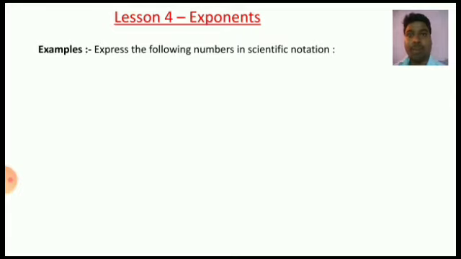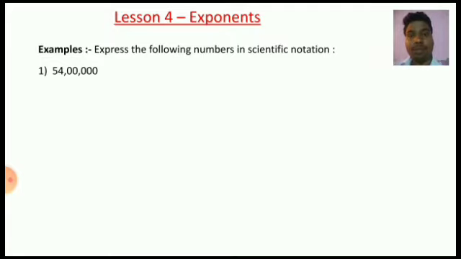Scientific notation uses the idea that any number can be expressed as a simple number multiplied by 10 raised to a power. So this way we use the scientific notation. In scientific notation, we express a very large or very small number in a compact manner. So the first example is 54 lakh. We have to express this 54 lakh into scientific notation. How do we express this 54 lakh into scientific notation?